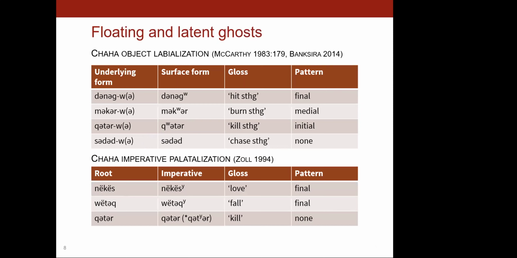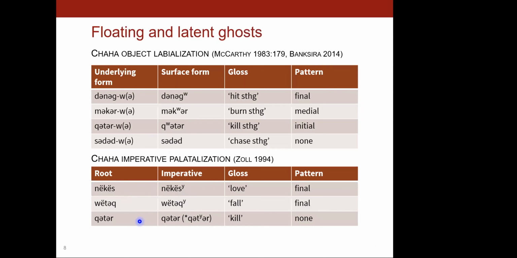So also in Chaha, the imperative, so when you're giving an order to somebody, it's marked by a palatal feature. And this palatal feature is also aligned to the right edge of the word. The palatal feature can only be realized on a coronal or a velar consonant. So for the example of nakas here and watak, the rightmost consonants are either coronal or velar, and so the palatal feature can be realized on these final consonants just fine.